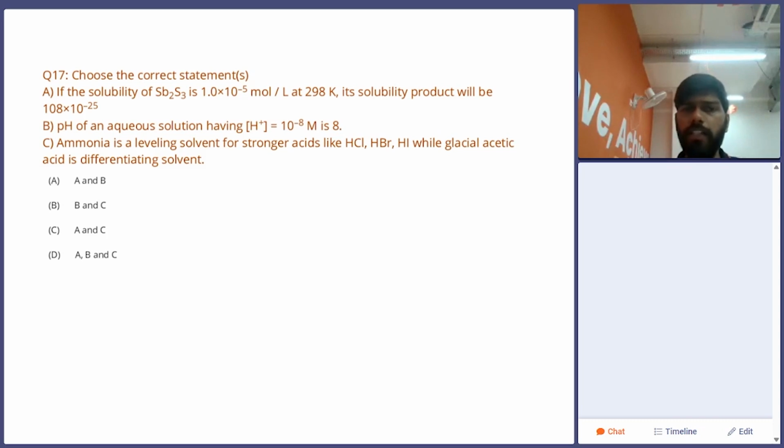If the solubility of Sb2S3 is this one, what will the solubility product be? The pH of an aqueous solution of H plus at 10 to the power minus 8 is 8. Ammonia is a leveling solvent for stronger acids like HCl, HBr, HI, while glacial acetic acid is a differentiating solvent. So first of all, we'll start from D.